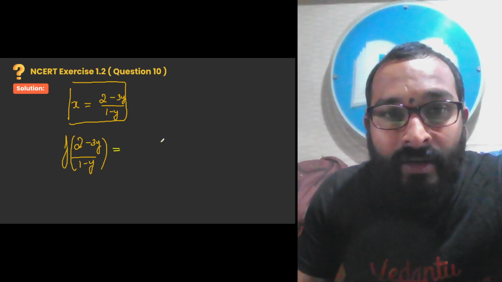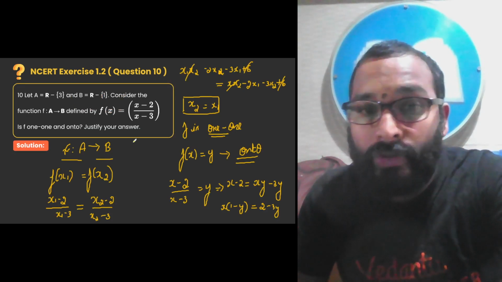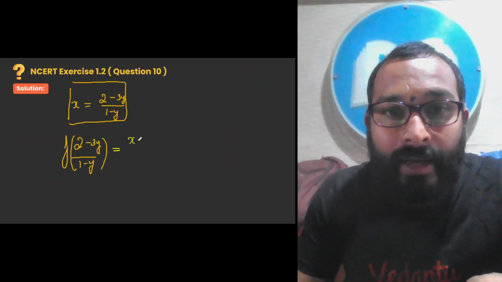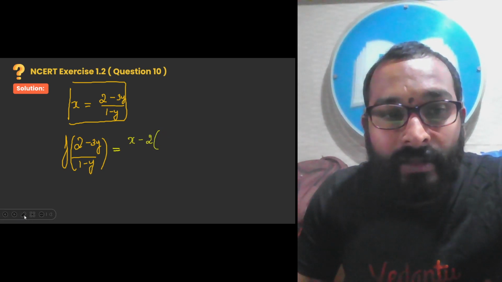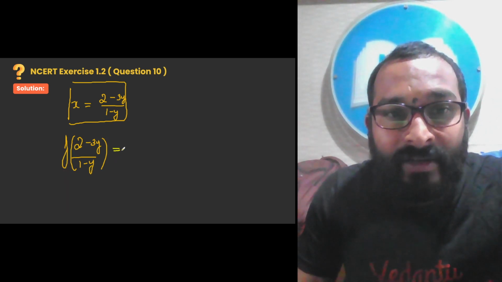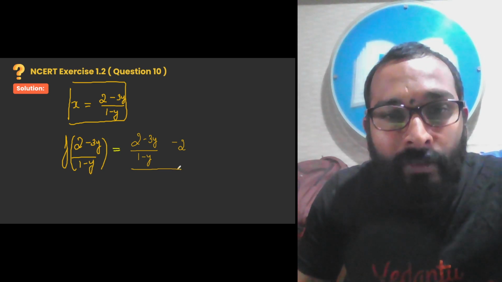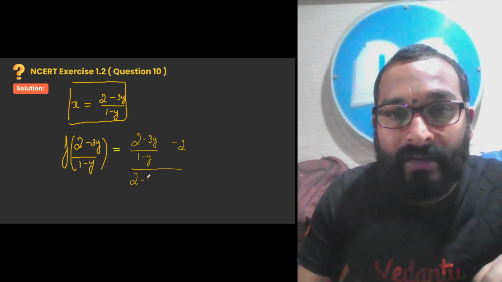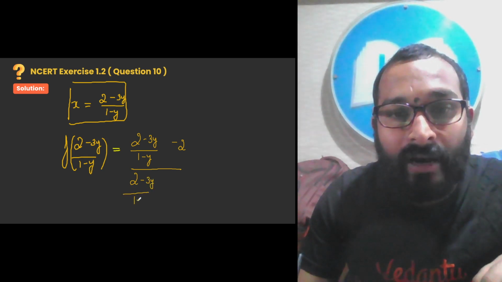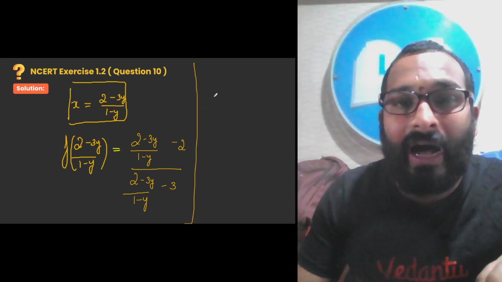So I will write here, it's x minus 2 in the numerator. So that would become x minus 2, in the place of x you're writing 2 minus 3y divided by 1 minus y, minus 2 in the numerator. Denominator, what are you getting, children? Just observe, it's x minus 3 in the denominator. So in the place of x, what you're writing, it's (2 minus 3y) divided by (1 minus y), minus 3. Simplify this, children. When you simplify this, are we getting it as y?